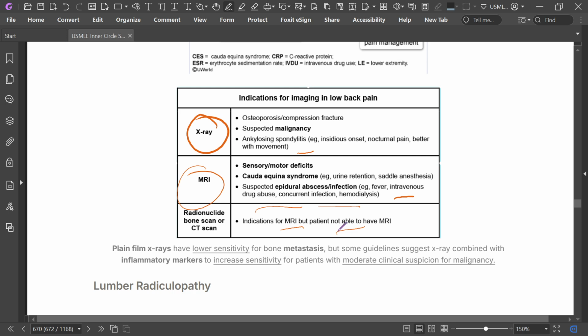What patients are not able to have MRI? Plain films have lower sensitivity for bone metastasis, but some guidelines suggest X-ray combined with inflammatory markers to increase sensitivity for patients with moderate clinical suspicion for malignancy.